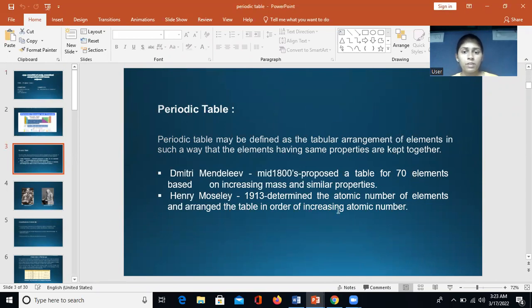Dmitri Mendeleev in 1869 proposed the table for 70 elements based on increasing mass and similar properties. And another scientist, Henry Moseley, in 1913 determined the atomic number of the elements and arranged the table in order of increasing atomic number.